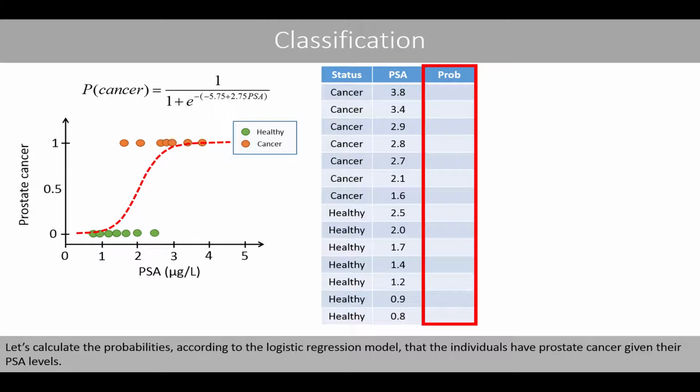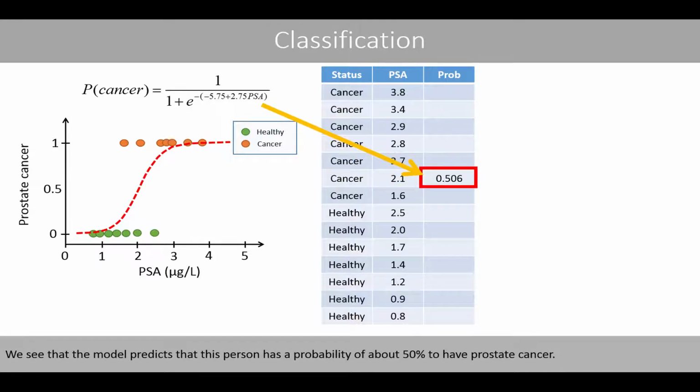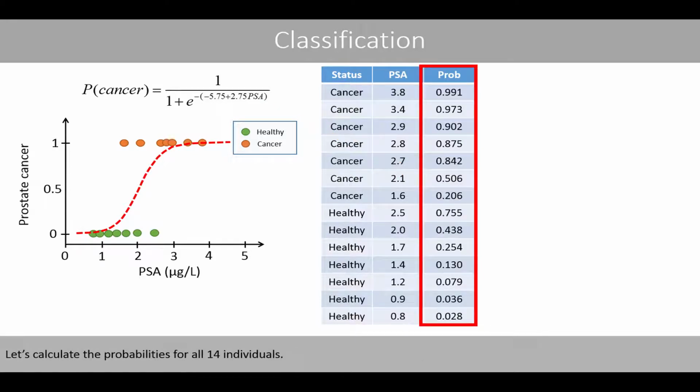Let's calculate the probabilities according to the logistic regression model that the individuals have prostate cancer given their PSA levels. For example, if we plug in a PSA level of 2.1 in this equation with the estimated parameter values, we see that the model predicts that this person has a probability of about 50% to have prostate cancer. Let's calculate the probabilities for all 14 individuals.